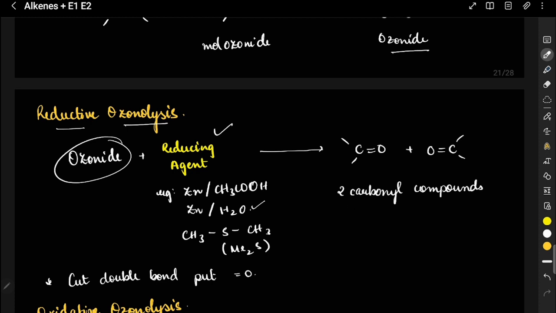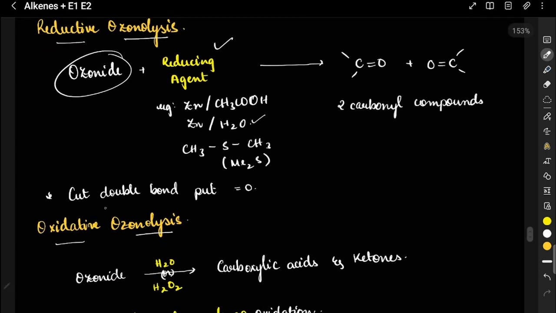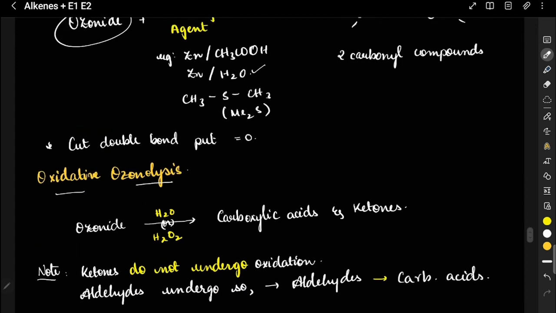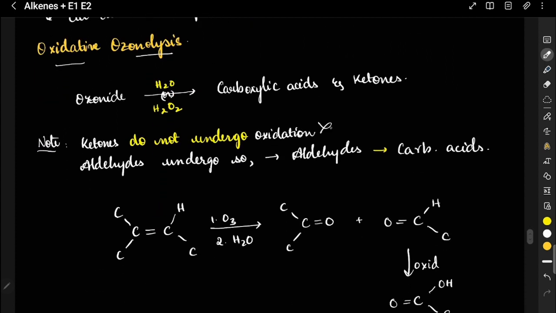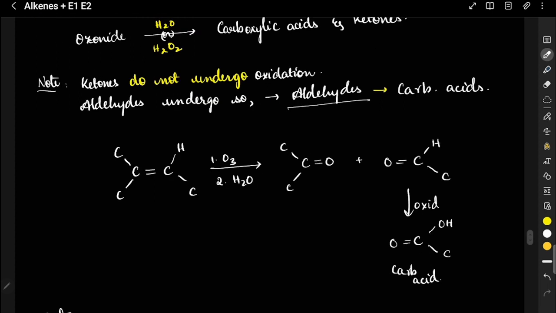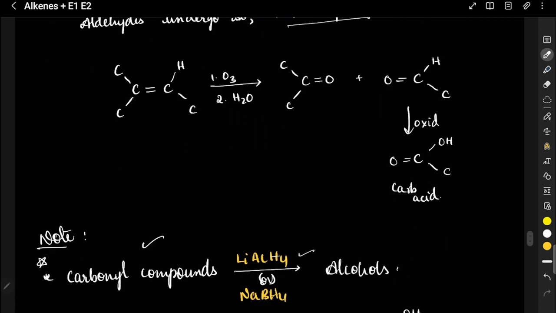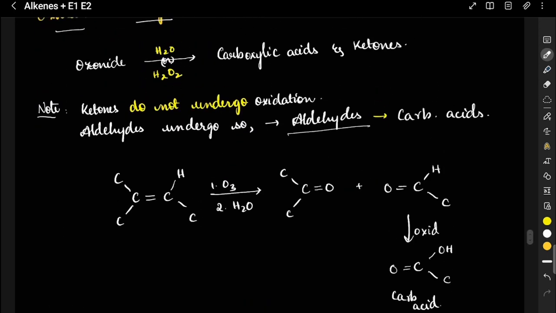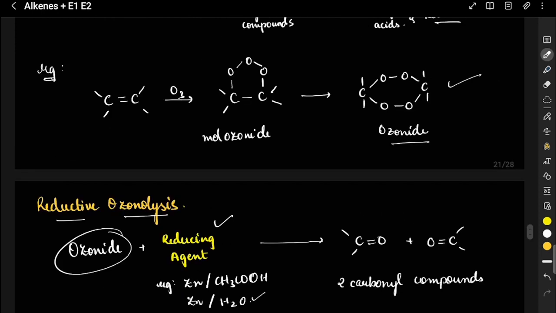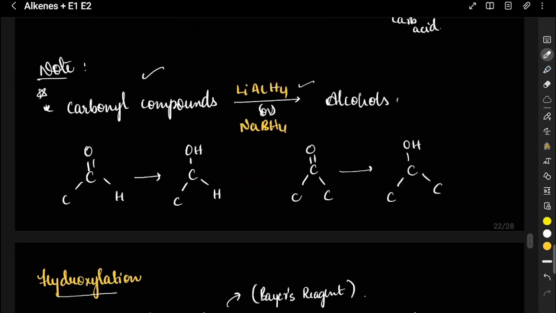So the short trick is break the double bond, put double bond O on each side. Cut the double bond, put double bond O. And in case of oxidative ozonolysis, first these are formed and then oxidation takes place. Oxidation of ketones is not possible, so that is why aldehydes are going to oxidize. Where there is hydrogen, just insert an oxygen between them. So OH will form. C double bond O with OH is carboxylic acid. Done. So you're not going to miss a single question on ozonolysis. And ozonolysis helps in identification of where the double bond is present in the compound.